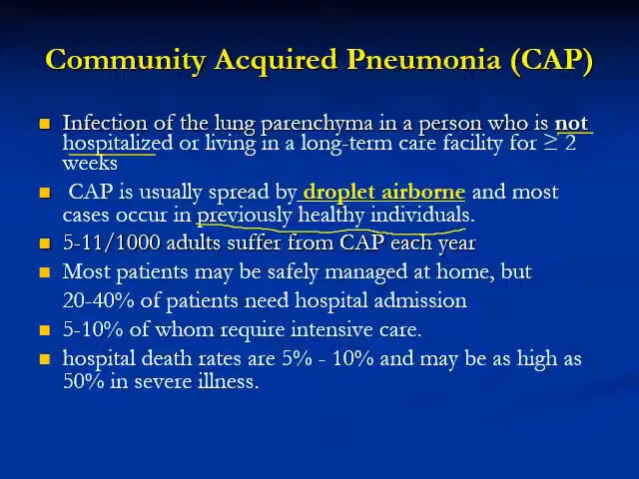Most patients may be safely managed at home. 20 to 40% may need hospital admission. 5 to 10% of those require intensive care. So for treatment of the community acquired pneumonia, about 60 to 80% are managed at home. 20 to 40% may need admission to the hospital. From these, 5 to 10% may need intensive therapy or intensive care.